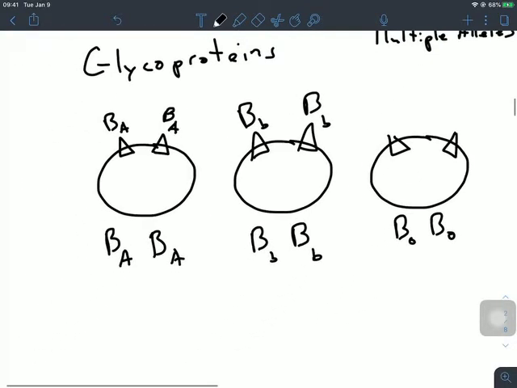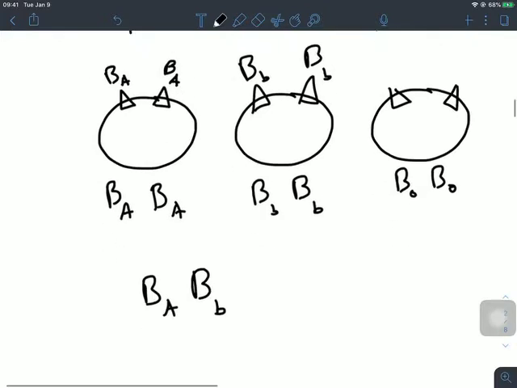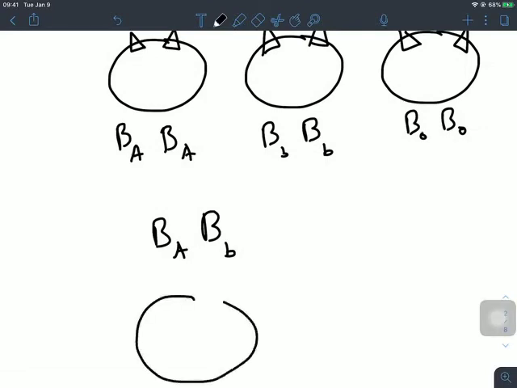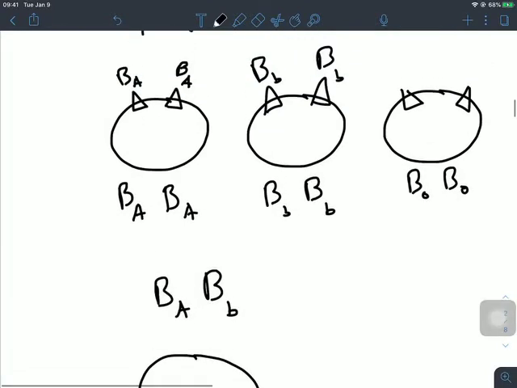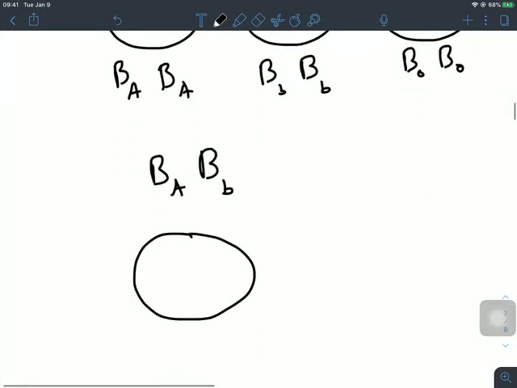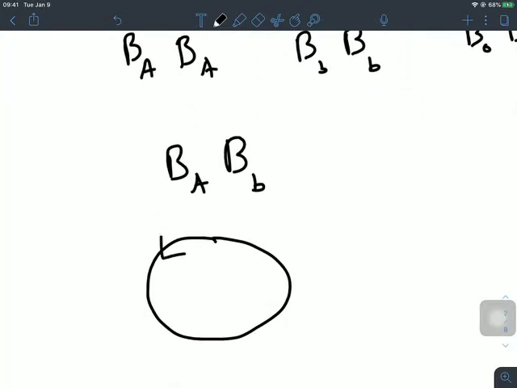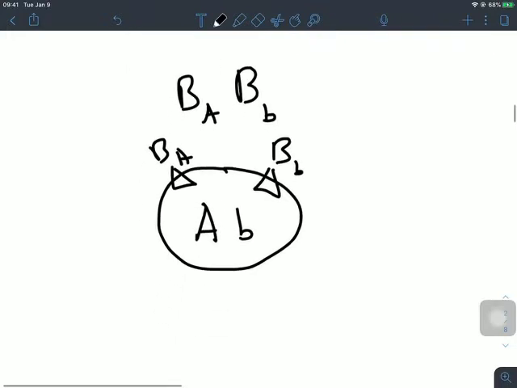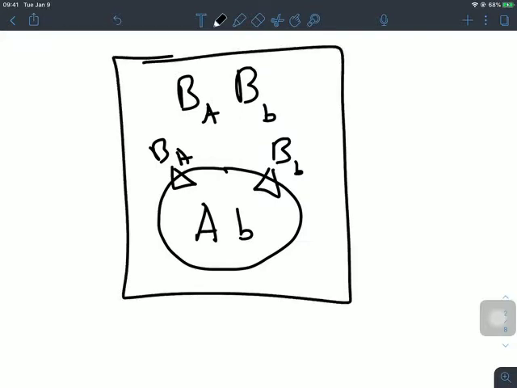So what happens when you mix a cell that is BA, BB? Well, the A makes a functional receptor that gets to the outside, and the B makes a functional receptor that gets on the outside. And so you have cells that are AB. These have both of those different receptor types. This individual's blood type would therefore be considered AB.